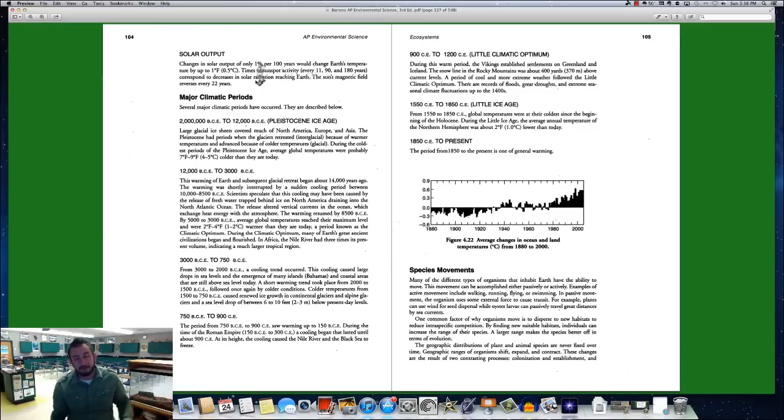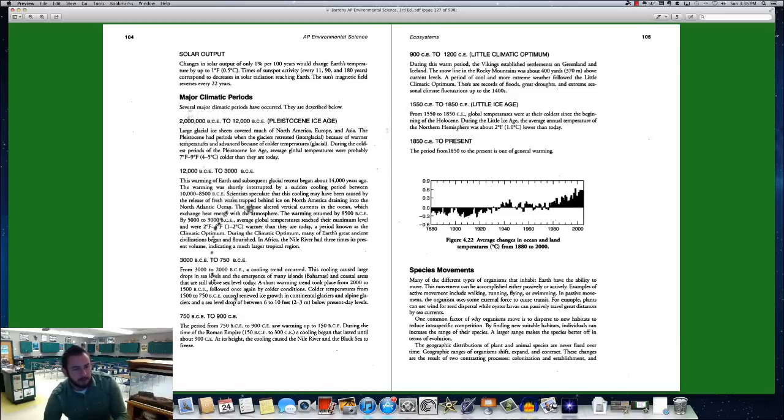How much solar output? Obviously, we have no control over that, but how much energy the sun puts out obviously shapes our climates. And then there have been major climatic periods, and again, this part has been left out by the 5th edition book as well, showing you the different ice ages, the Pleistocene ice age, the different climatic periods, and those changes from ice age to non-ice age, all the way back to 2 million BC, all the way up to the present.